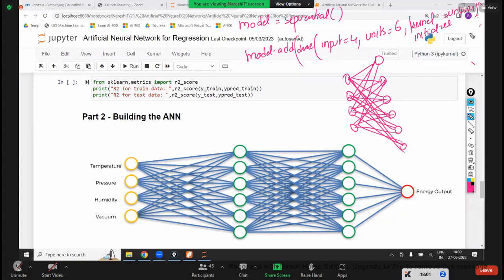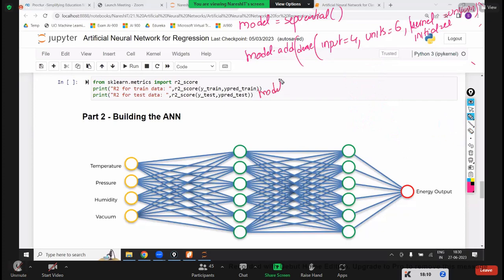Now, for that, what I'm going to do? I'm going to add the next one. Up to here, it is clear, guys. Now I'm going to add model dot add. Already, what you have added? Input layer, and the first hidden layer also you have added. Now what are you going to add? Dense of. No need to write input. Directly you have to write units is equal to 6 and kernel initializer is equal to uniform.